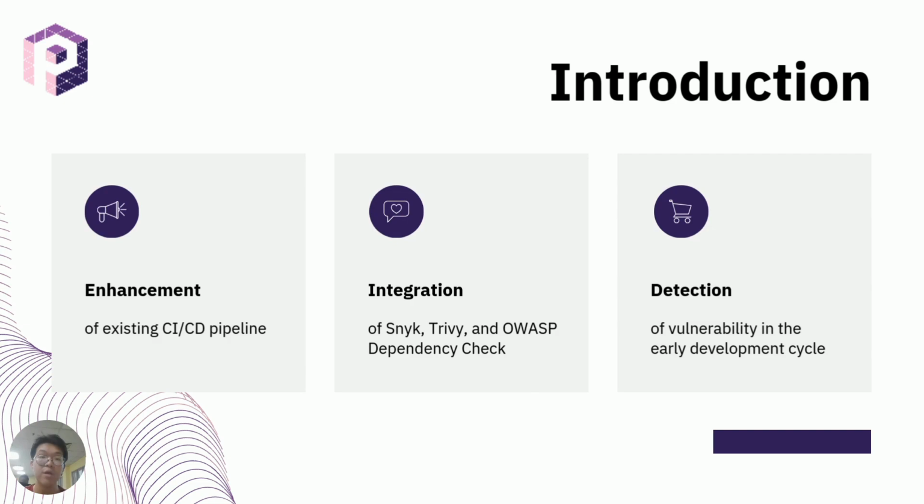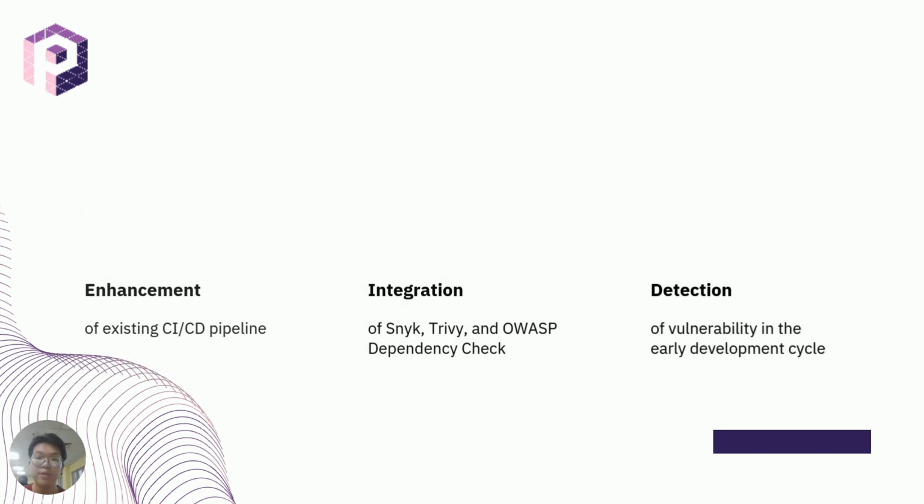So what is my project actually about? My project is an enhancement of an existing Jenkins CI/CD pipeline where I have integrated three distinct vulnerability assessment tools: Snyk, Trivy, and OWASP Dependency-Check. It helps to detect vulnerabilities in the early development cycle of an application or website.